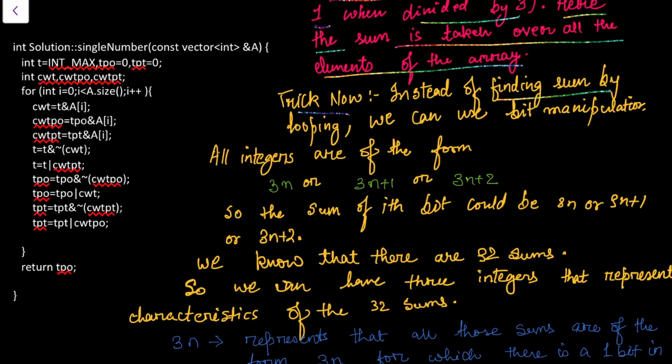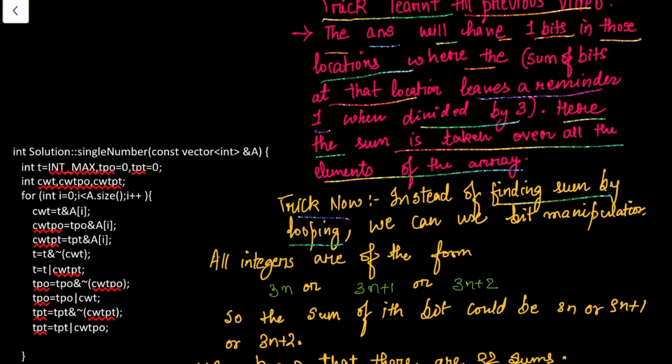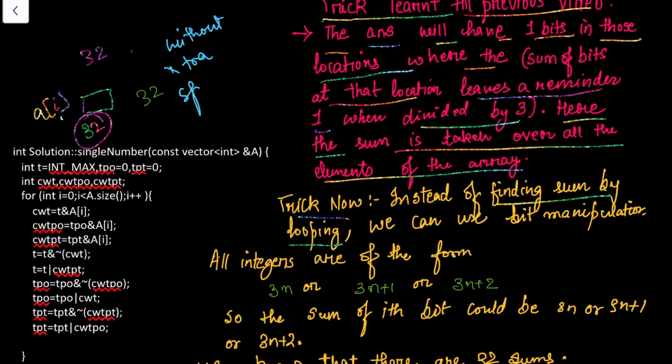For finding those 32 sums, we had to take an array of size 32. In the question, they ask us specifically, can you do it without extra space? For doing it without extra space, we can use this trick. So instead of looping, I should have written using extra space.